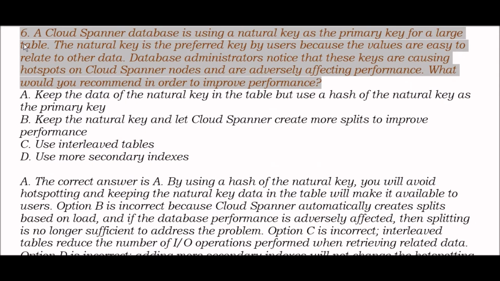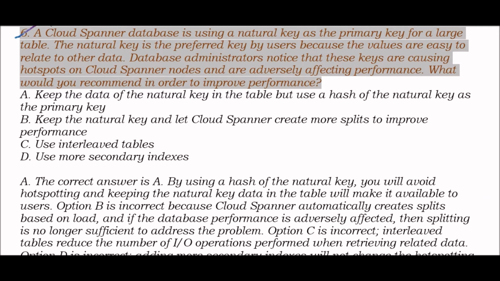Next question. A Cloud Spanner database is using a natural key as the primary key for a large table. The natural key is the preferred key by users because the values are easy to relate to other data. Database administrators notice that these keys are causing hotspots on Cloud Spanner nodes and are adversely affecting performance. What would you recommend in order to improve performance?